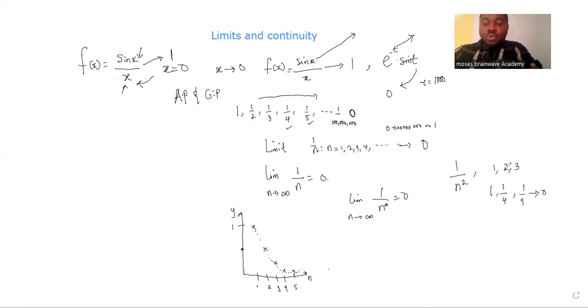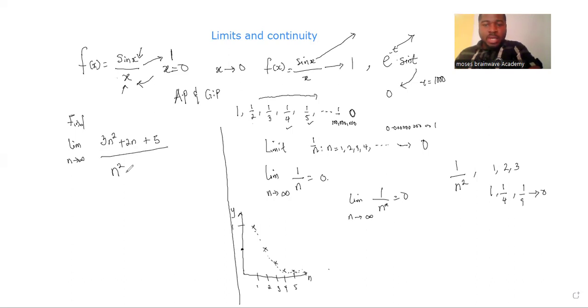So, for example, let's take some other examples over here. We can be asked to find the limit as n tends to infinity of the function 3n squared plus 2n plus 5, all over n squared, let's say minus 2.